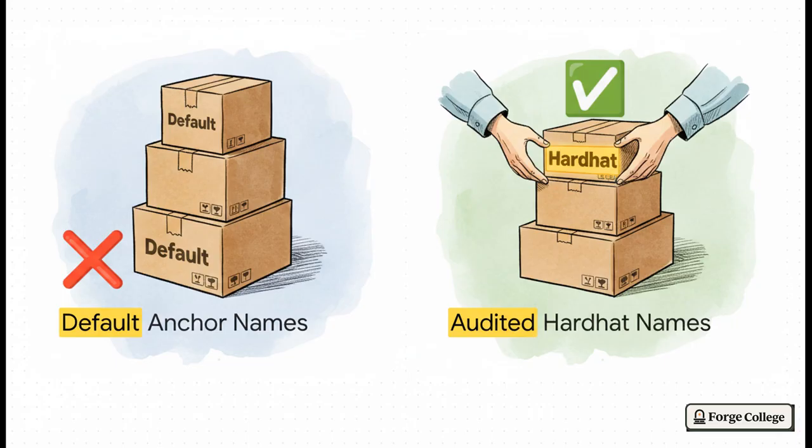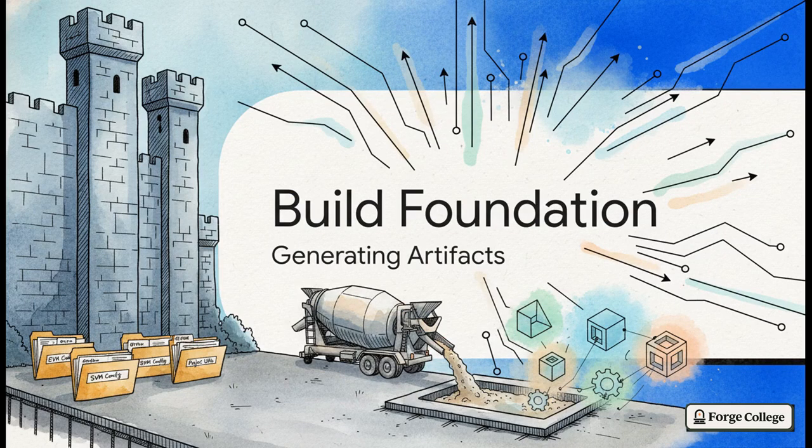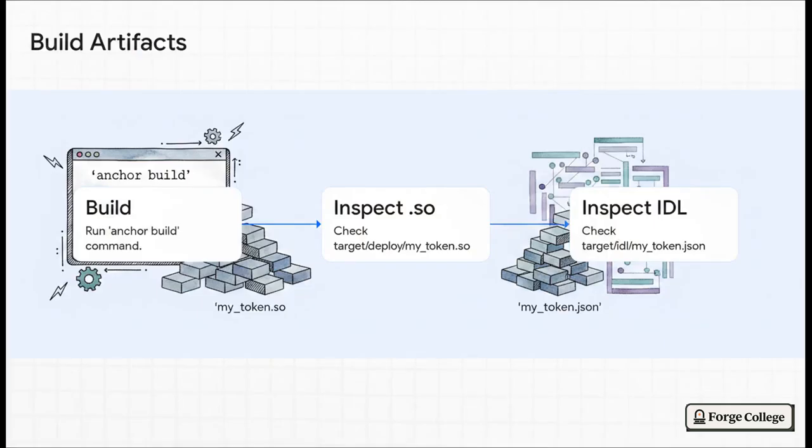All right, Section 3, building the foundation, generating artifacts. Just run the anchor build command in your terminal and step back to watch Anchor work its magic. It's going to compile your Rust program and automatically generate 2 incredibly important things for you.